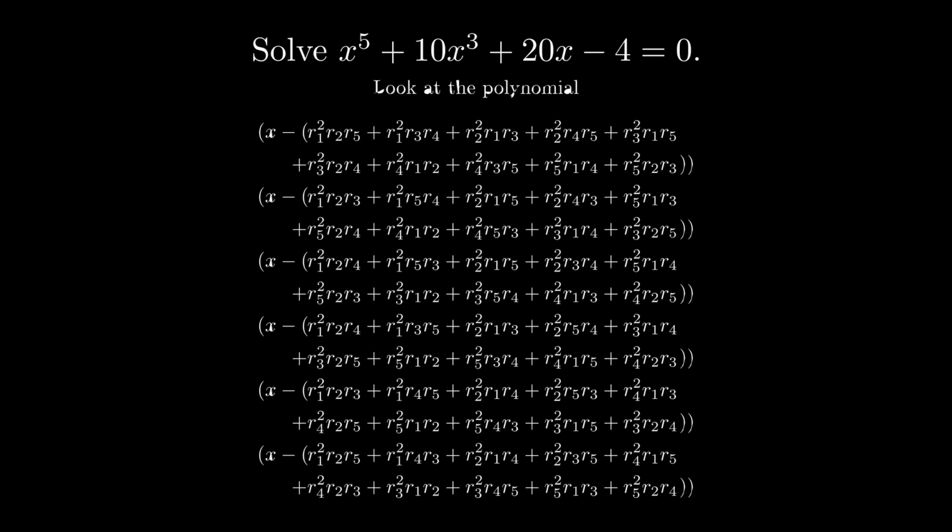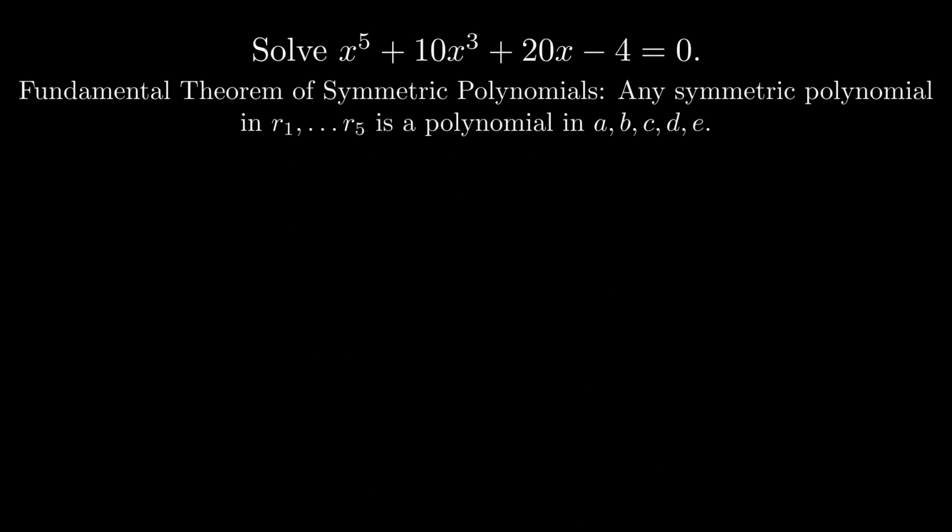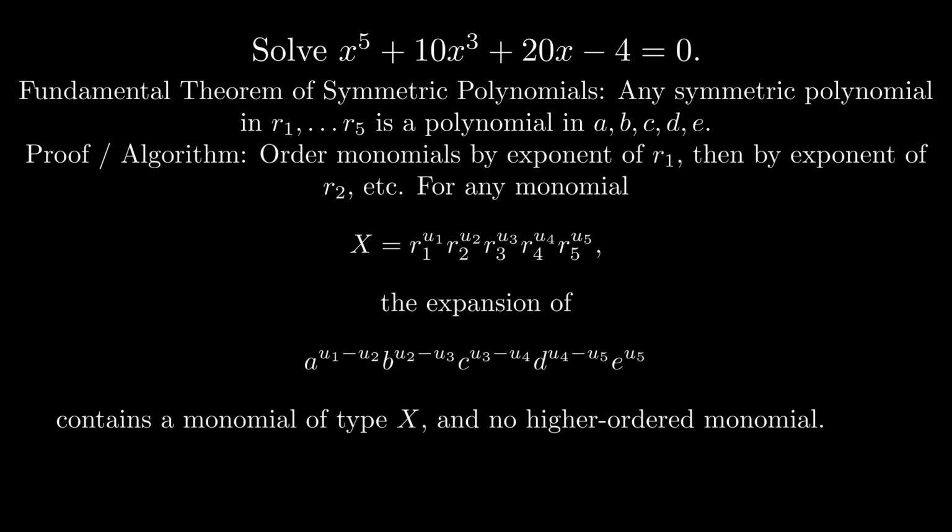Remember, the point was to look at the polynomial with these as its roots and expand it out. This should be doable because the coefficients are fully symmetric in R1 through R5, and we have the fundamental theorem of symmetric polynomials. It says that any polynomial that is fully symmetric in all the roots is actually a polynomial in the coefficients a through e. If you've never seen this before, a quick proof: we look at the monomial with the largest exponent of R1, then tie-break with the largest exponent of R2, etc. This gives an ordering of monomials in the polynomial. Then if the exponents of a given monomial are u1 through u5, we consider the expansion of this here.